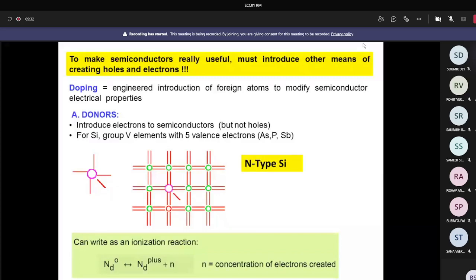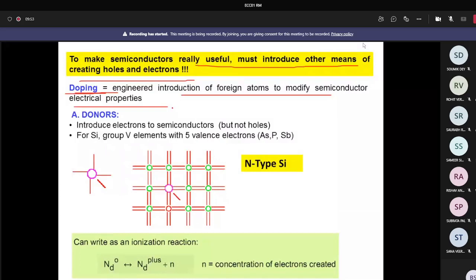To make semiconductors really useful, we introduce other means of creating holes or electrons, that is, to increase the carrier concentrations. The way is doping, that is the engineered introduction of foreign atoms to modify the semiconductor's electrical properties. And then, how to make this silicon?